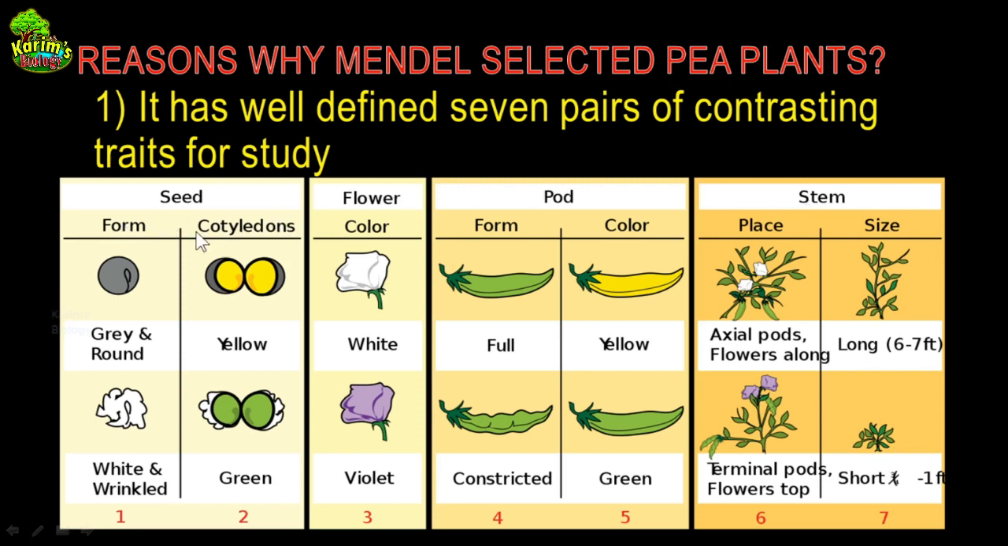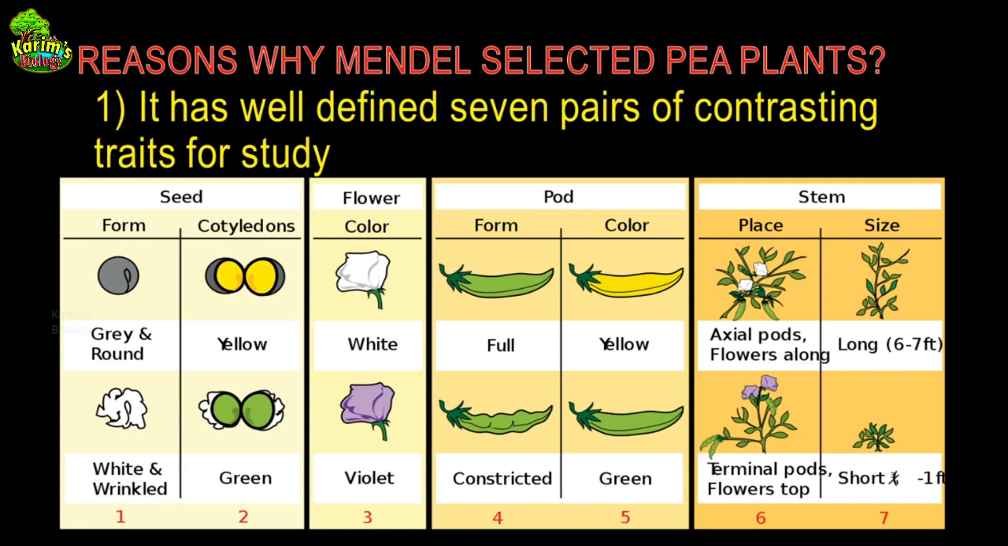present in this plant. Say for instance, seed shape. The seed may be round or wrinkled, or the color of the seed cotyledon. The color of the seed cotyledon may be yellow or green. The color of the flower ranges from purple to white, and the form, that is the shape of the pod, ranges from constricted pods to inflated pods, and the color of the pod may be yellow or green. And the position of the flower may be axial or terminal. The length of the stem may be long, which is 6 to 7 feet long, or short, which is only 1 to 2 feet long. So these 7 pairs of characters can be easily observed.